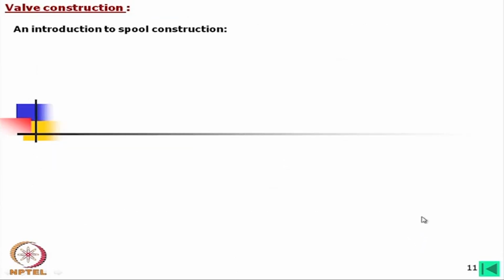Now, an introduction to spool construction. Although we should say that we are thinking of valve constructions, in this lecture I shall cover only how the spool is manufactured, and how we can maintain such accuracy in the case of a spool, and that is mostly related to the servo valve spool.